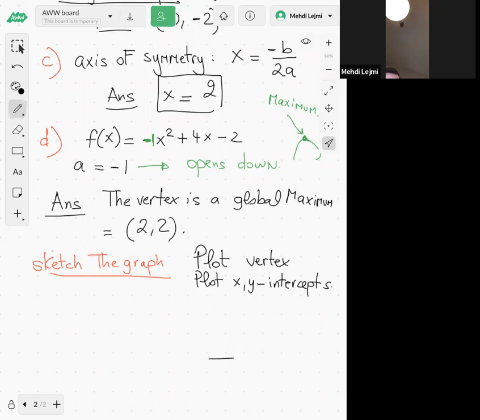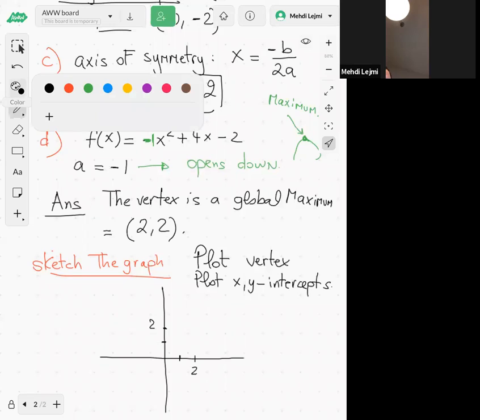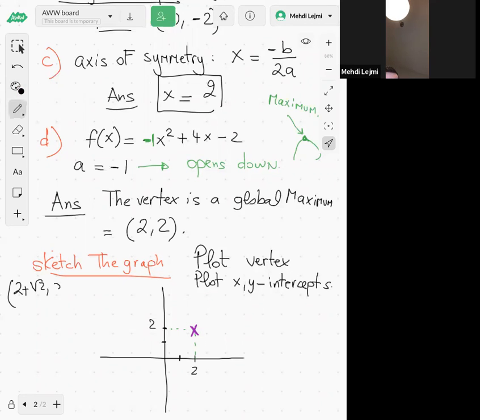And so in this case, my vertex is at 2, 2. So I'm gonna need 2, 2. So that's my vertex. All right, I need to plot my x-intercepts. As they're not whole numbers, they are decimals, actually, we have 2 plus square root of 2, 0, and 2 minus square root of 2, 0.